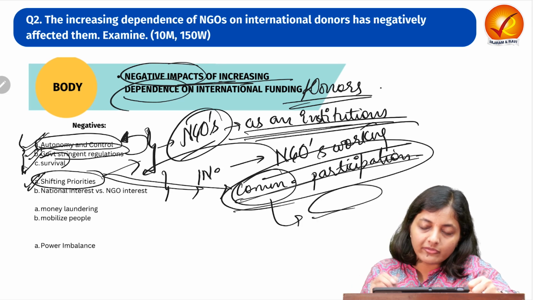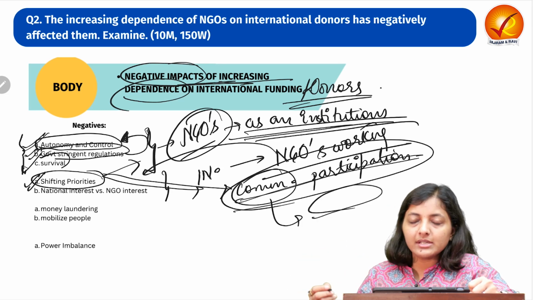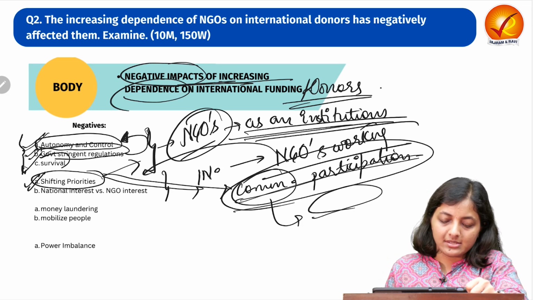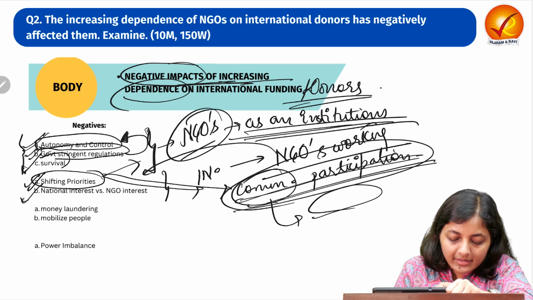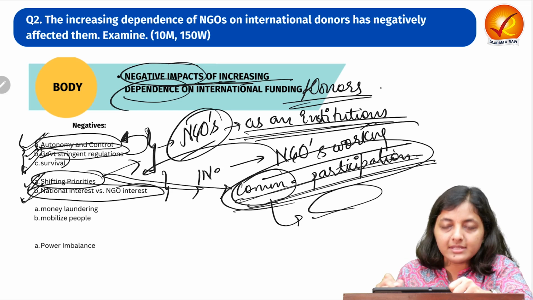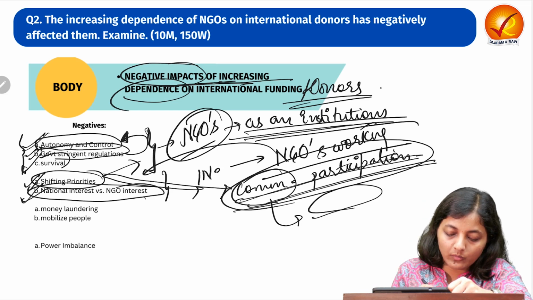This NGO is working for fulfilling their agendas or the international agendas. So this is also one of the aspects. Next comes the national interest versus the NGO interest. What is this?